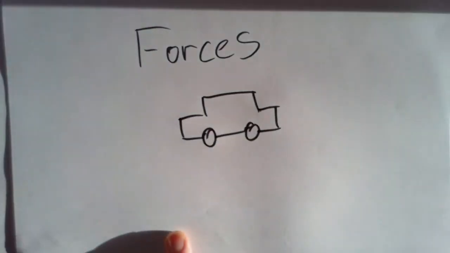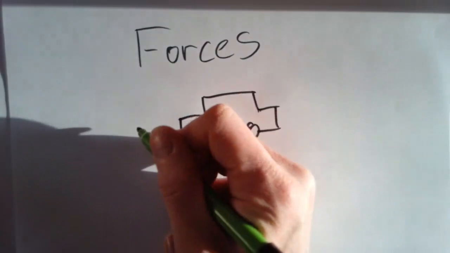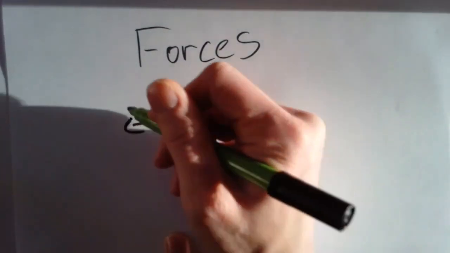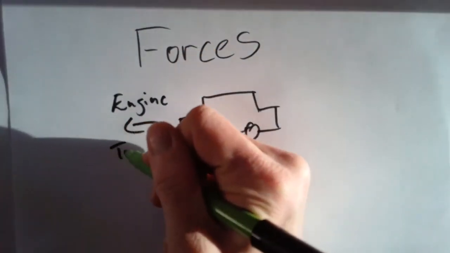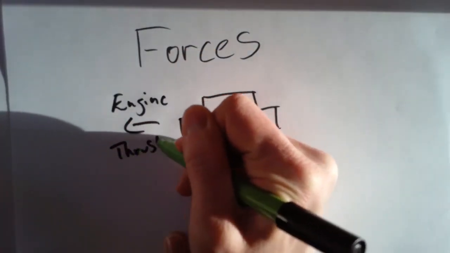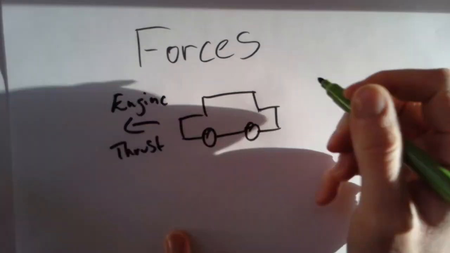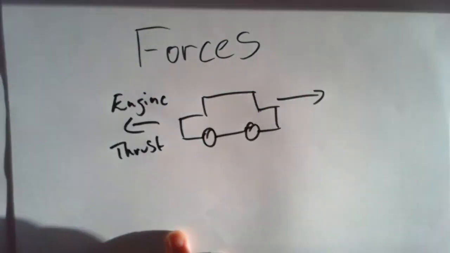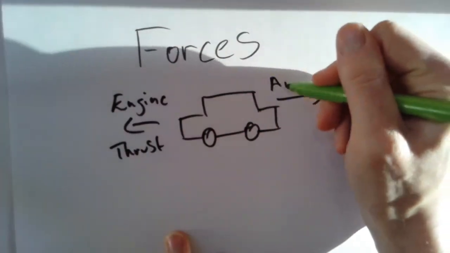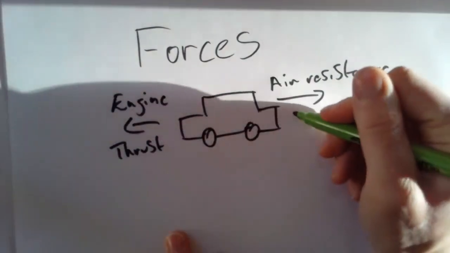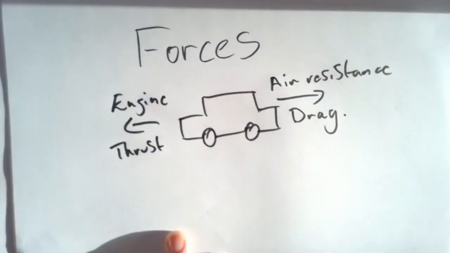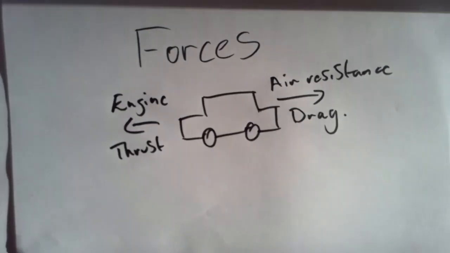So you can have the push force of the car, which would be the engine, and we might call this the thrust. Whereas you have the force acting back on that, which in this case would be air resistance, or we could call that drag. So forces push or pull objects along, and there are lots of different forces out there.